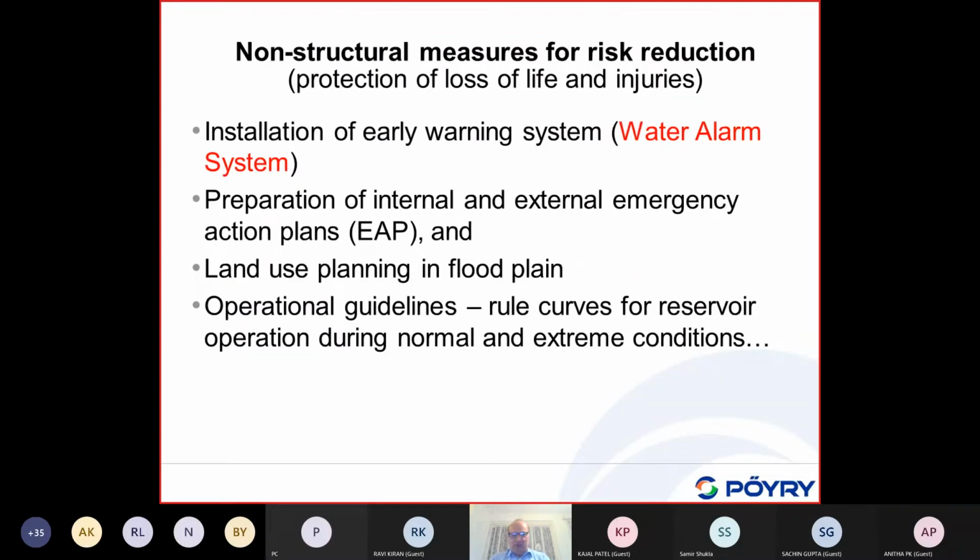Now we have two ways of reducing the consequences of a dam failure, and as I said, we are working on that. Basically in Switzerland, we have about 64 early warning systems. They are called water alarm systems, which are installed in all dams or dam cascades. So with early warning, if there's a dam failure, we also have some special sensors to detect the dam failure.